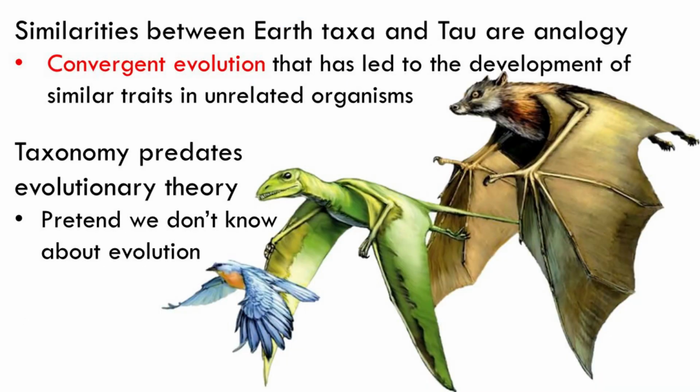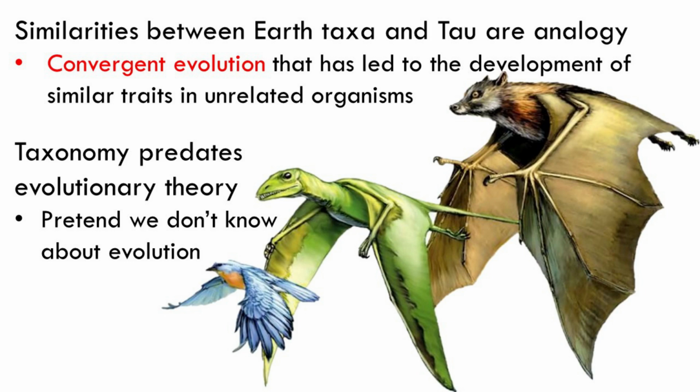And so any similarities that we see between Tau and organisms on Earth are going to be the result of analogy, where those traits have evolved independently from one another and appear to us to be similar, but are indeed different things. This isn't necessarily incompatible with taxonomy as a concept, though, since taxonomy itself predates evolutionary thought. The predominant way that we've organized organisms is by looking at what they look like, not how those traits evolved. That type of analysis is a more recent addition to science.